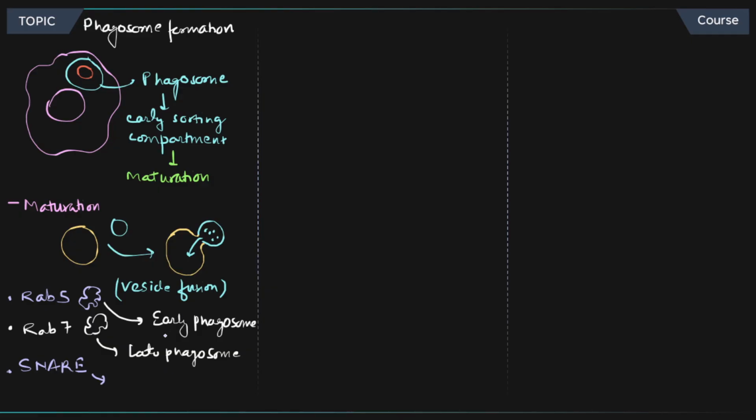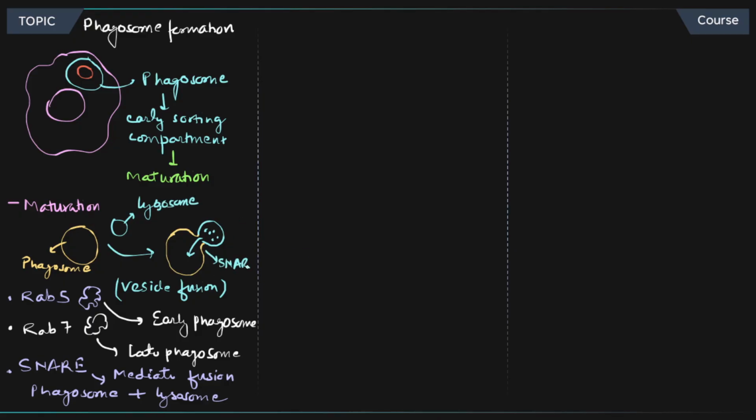Then you have SNARE proteins. They will be involved in membrane fusion, or they will cause the fusion of phagosome with lysosome. SNARE proteins are involved in that, right? So this is your phagosome, and the blue one right over here is the lysosome. This is how the phagosome formation will occur. This is how the maturation will occur, and then SNARE proteins are the proteins that are going to cause the fusion of these two structures together.